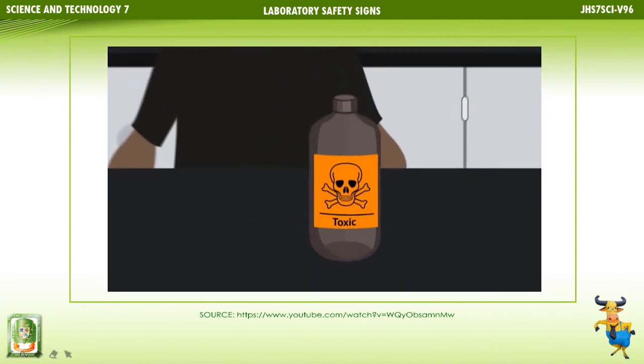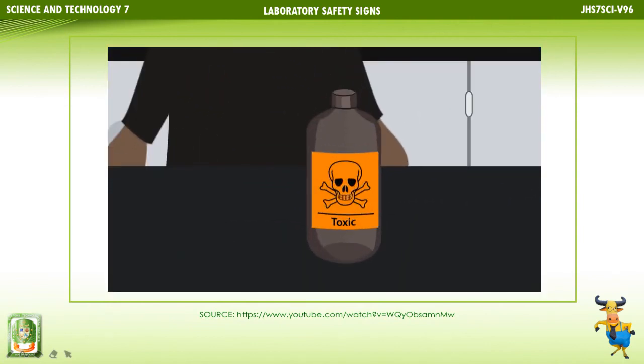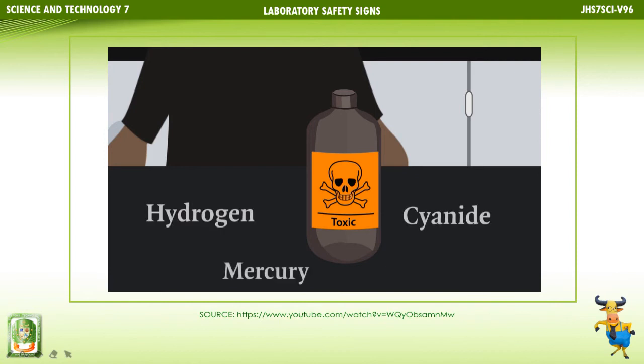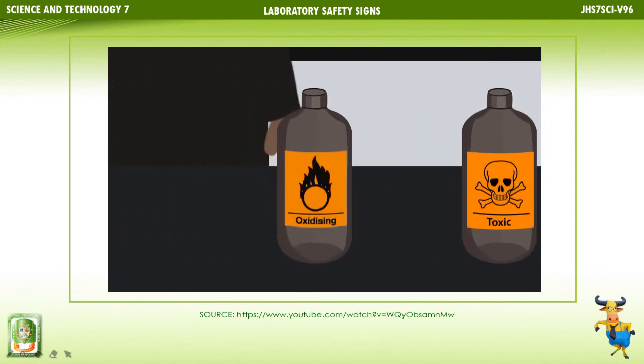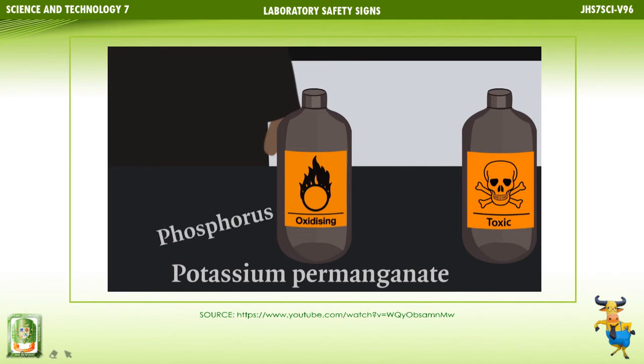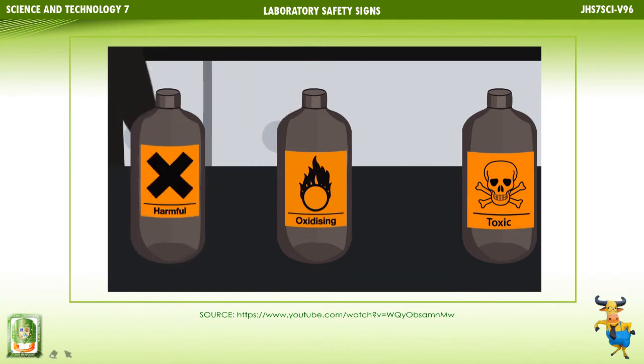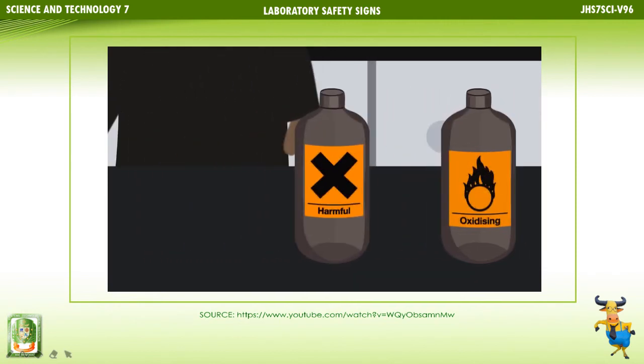This means that ingesting the chemical can kill you. Chemicals like hydrogen cyanide and heavy metals like mercury usually have this symbol. This is the oxidant sign. Chemicals like potassium permanganate or phosphorus often have this sign. This means the chemical is harmful or an irritant. These won't kill you, but can irritate the skin or eyes.